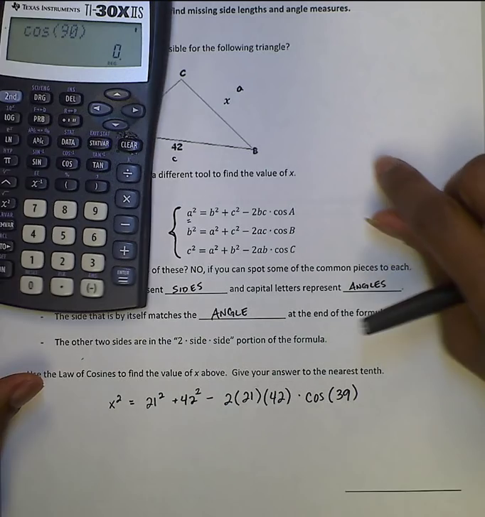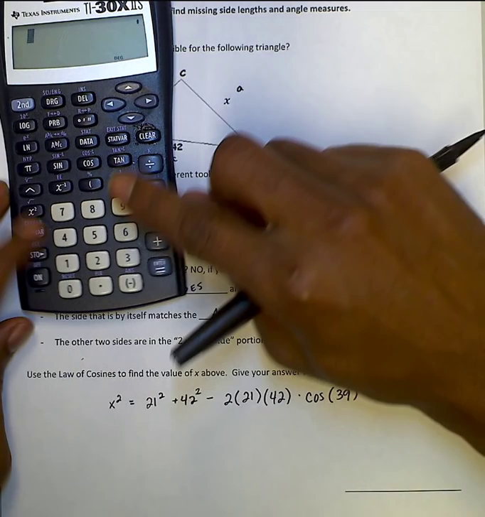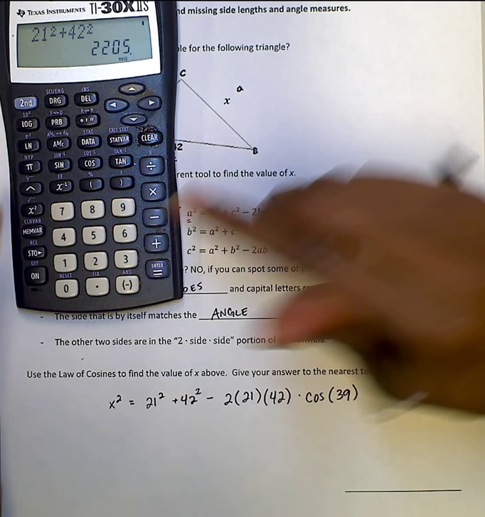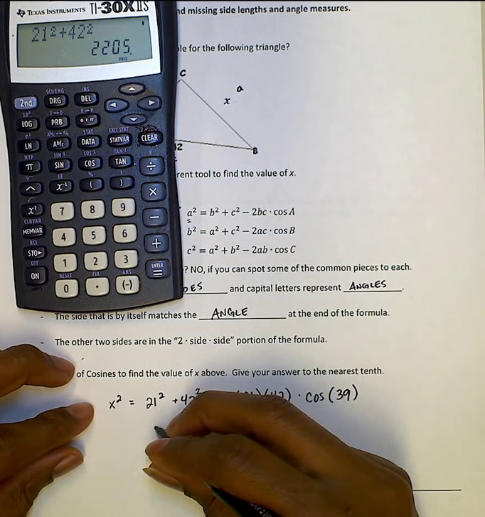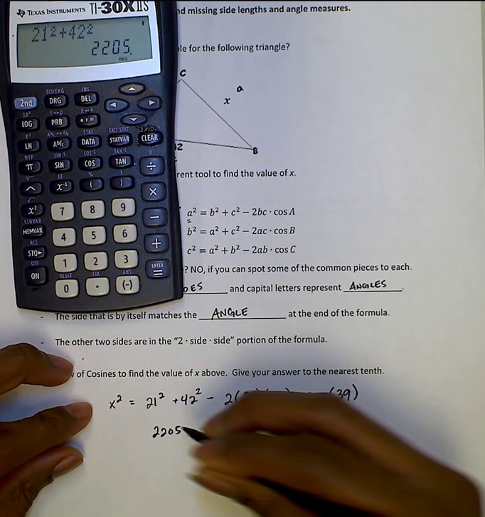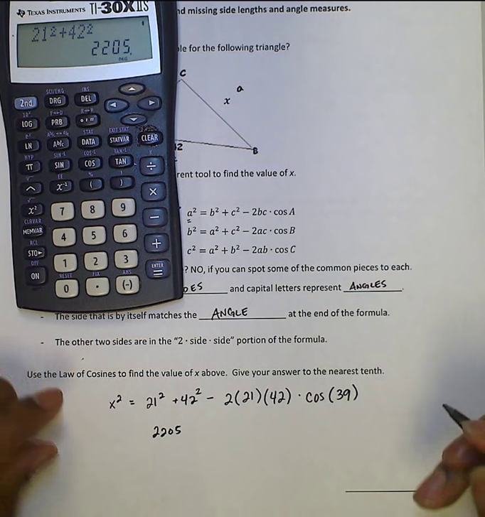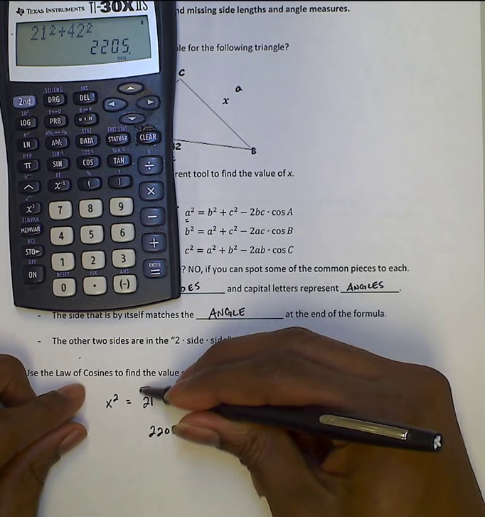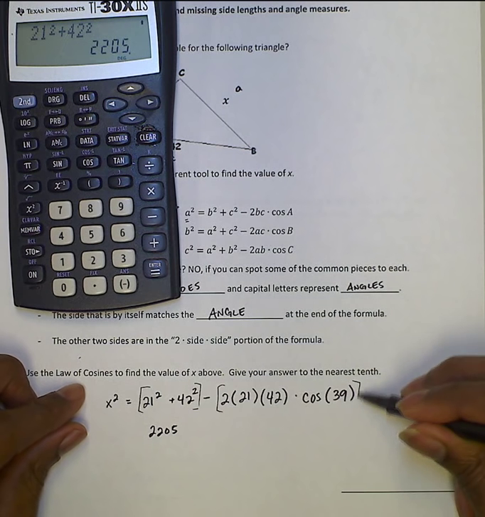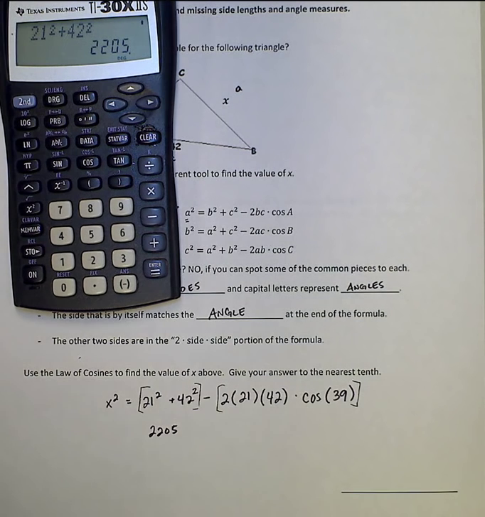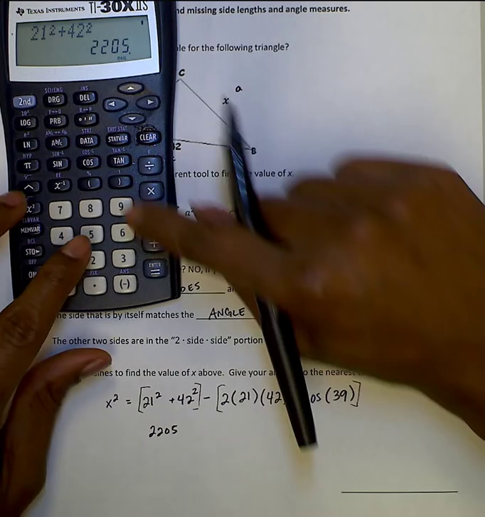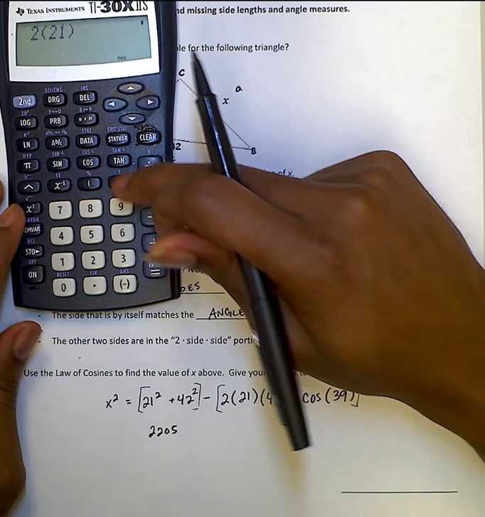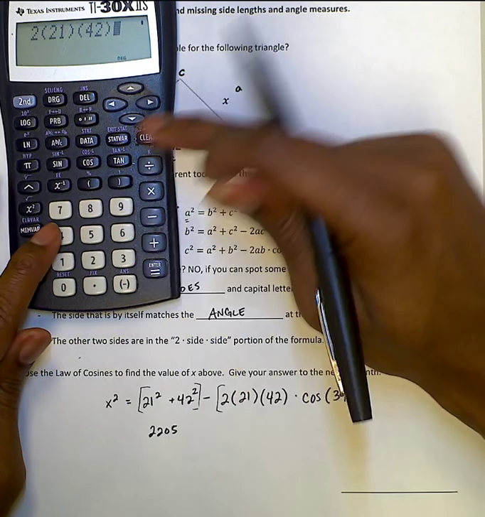Okay, so that's why we're doing that. Hopefully you can see some of those similarities. 42 squared, and that gives us 2205. Now the safest way that we can do this is just do the side in front of the minus sign, do the stuff behind the minus sign, and then subtract them together, okay? So I'll do 2 times 21, times 42, times cosine 39.